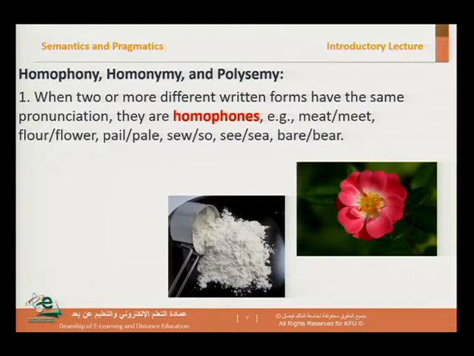Okay? How about flour and flower? I need flour to make a cake. I need a flower to give my friend. So here I'm referring to two different things. Flour, something I eat, and a flower, something nice, a plant I can give as a gift, right? Are they the same spelling? No. Are they the same pronunciation? Yes. In this case we call them homophones.